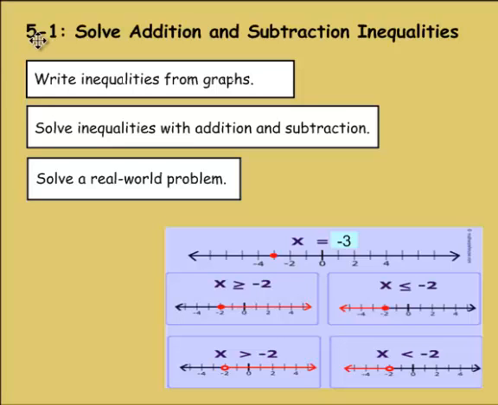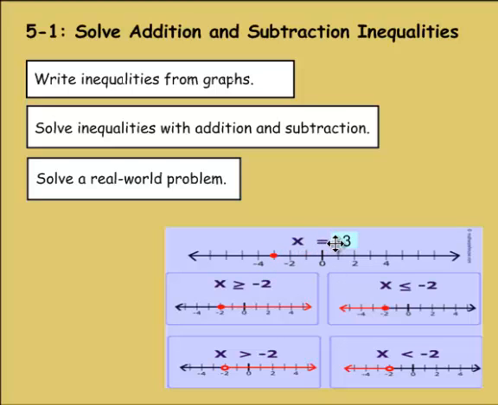We're on lesson 1 of chapter 5, which is to solve addition and subtraction inequalities. First, we'll write inequalities from graphs, then we'll solve inequalities with addition and subtraction, then we'll do a real-world problem. What sets apart inequalities from equations is that equations like this example only have one solution to the problem.